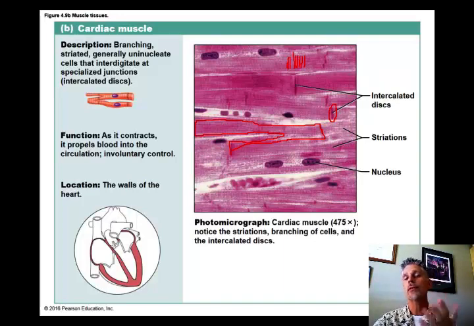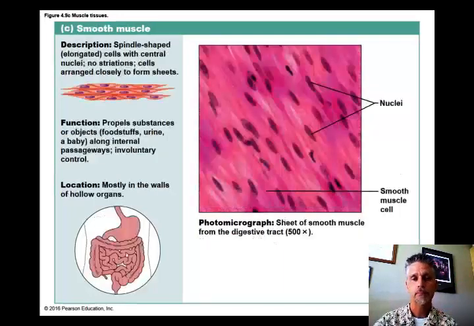So these are considered involuntary cells. You don't have to think about your heart beating, but technically you can modify it, right? If you chant your mantra or think of something like the first test, then that will actually change the rhythm. But normally they operate on an involuntary level, and they're only found in the heart, hence the name cardiac muscle.